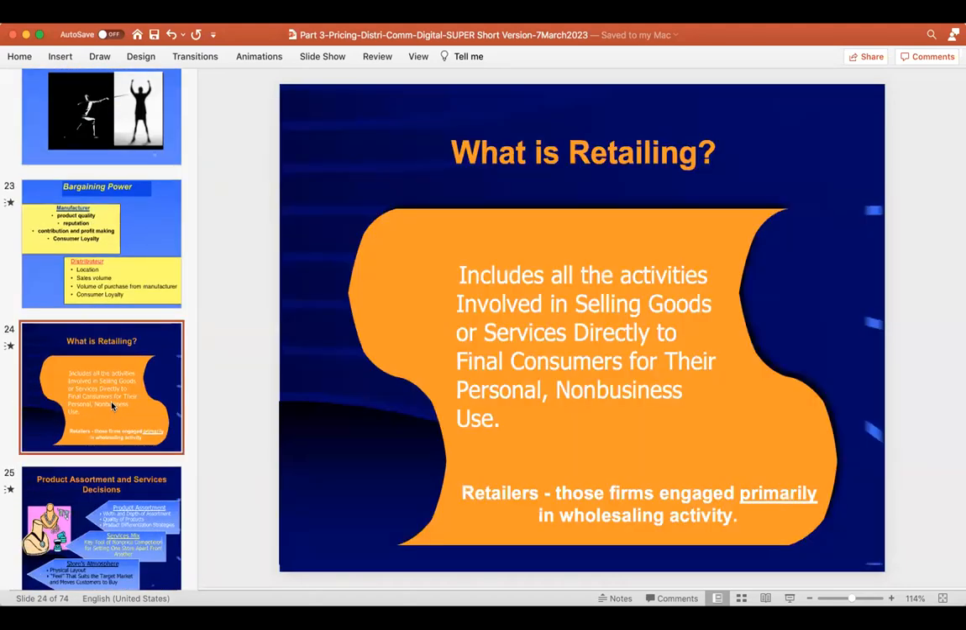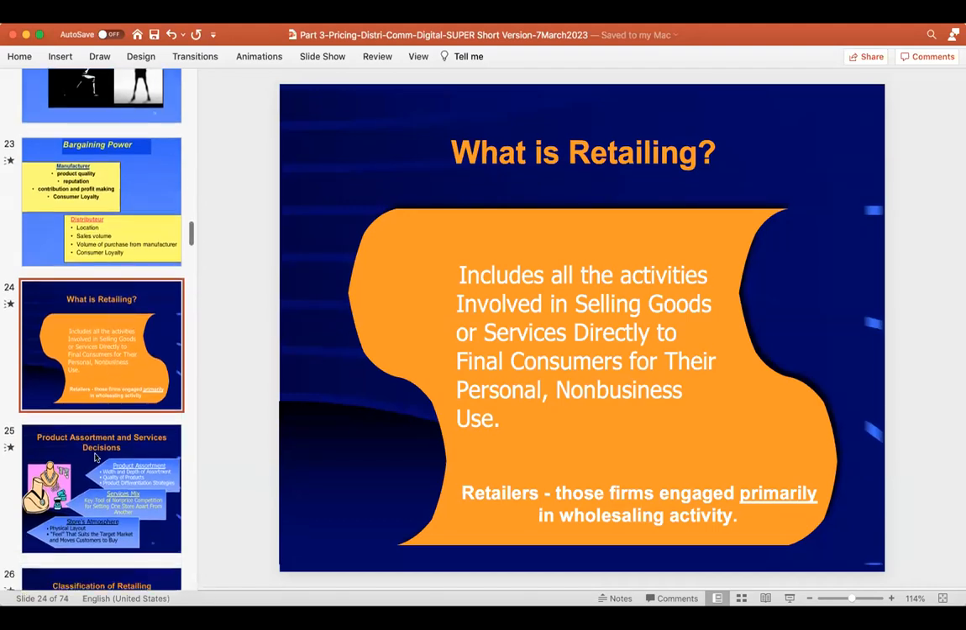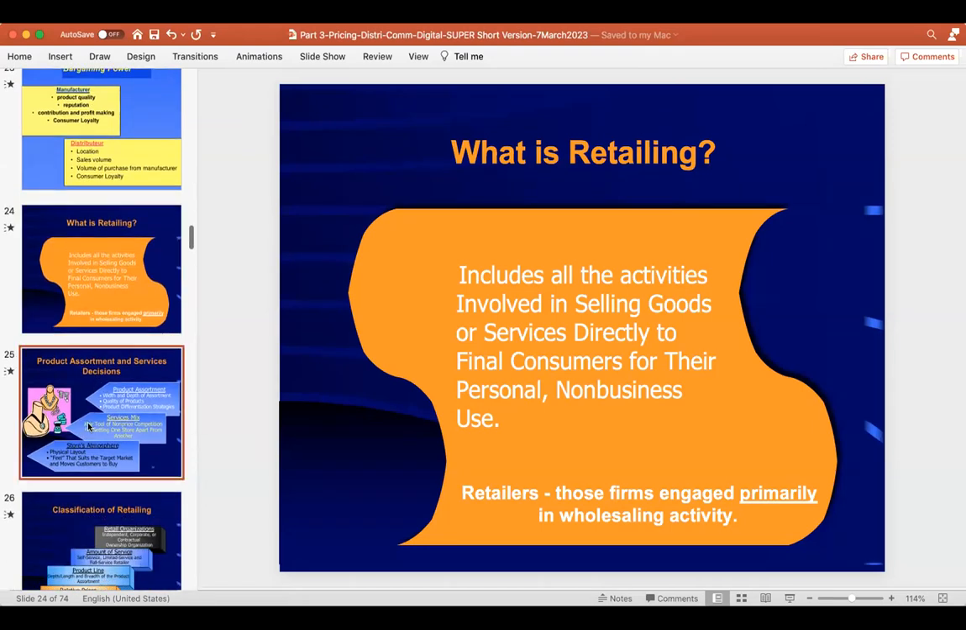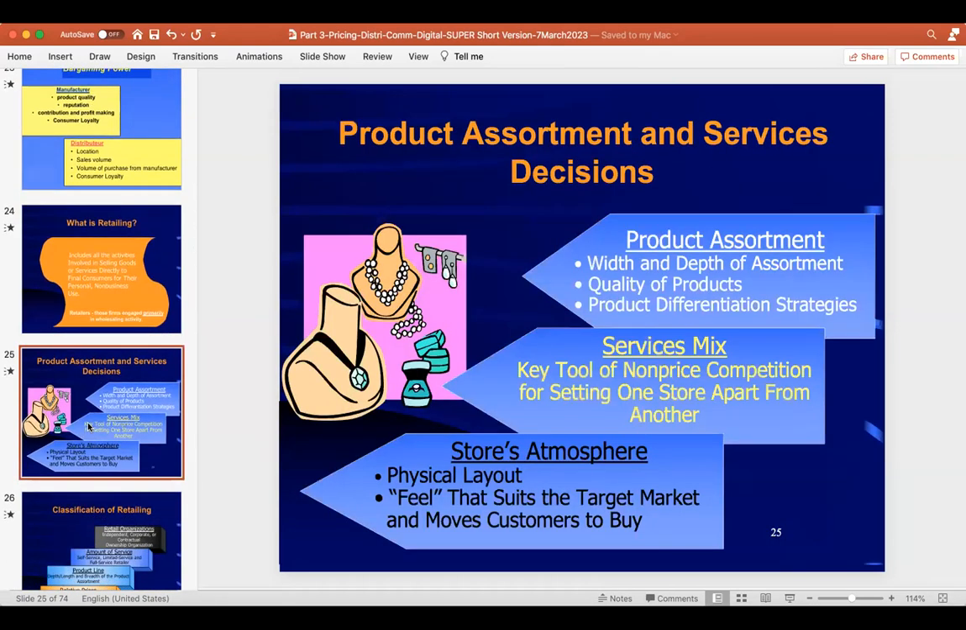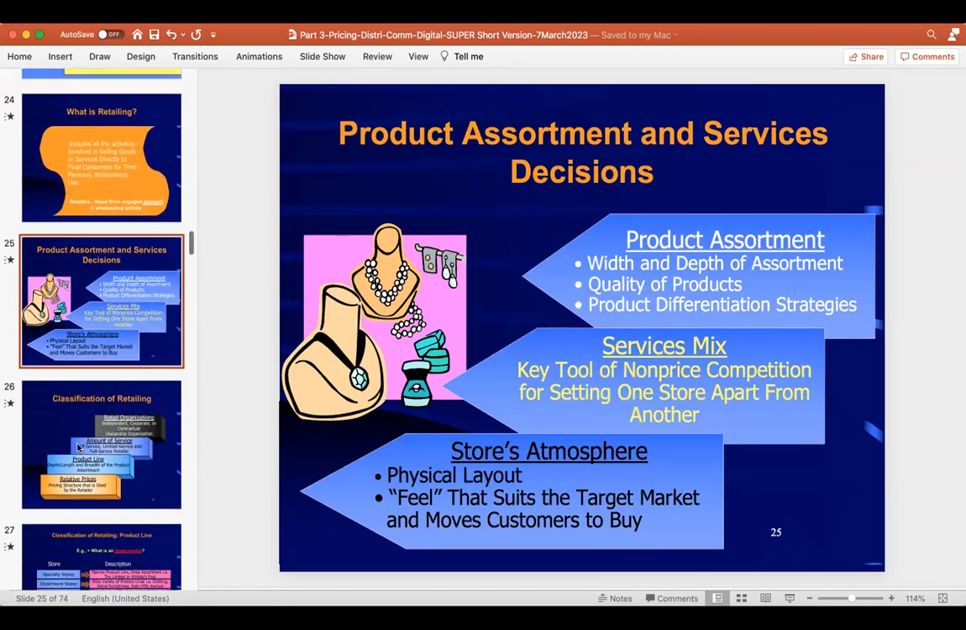So what is retailing? Retailing is selling directly to distributors that will sell the product to the customers. When you're a distributor, what's very important is to think about the assortments, the different products you sell, but also the store atmosphere.